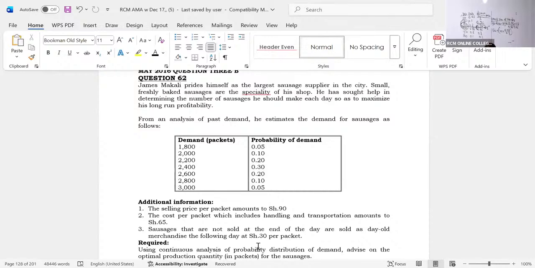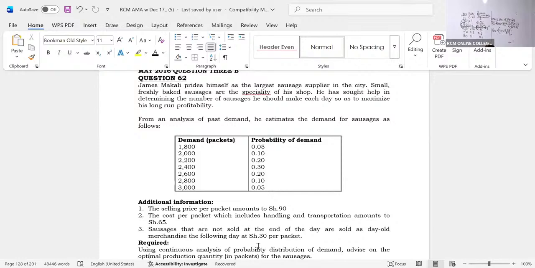Have you been able to see that? Because if I sell them normally on the same day I buy and prepare them, I sell them for 90. But should they perish, should they go stale, I sell them at 30. So it's a product whose value is diminishing with time. So then what will be the very first thing that I should be able to do?